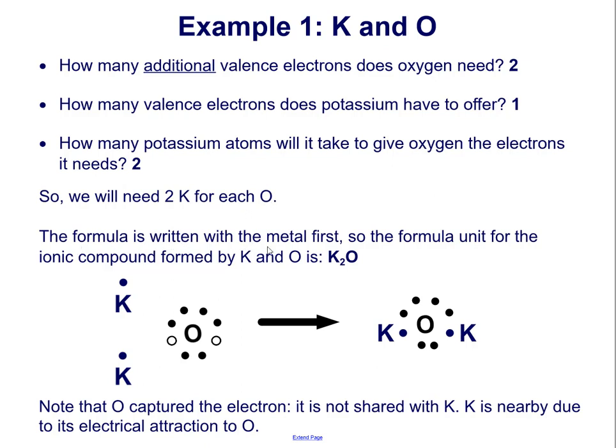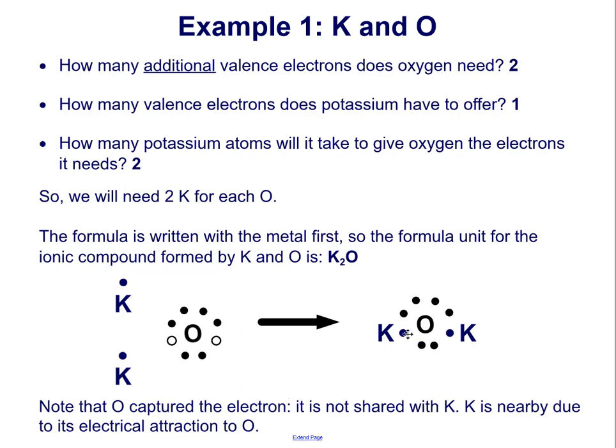The formula is written with the metal first, so the formula unit for the ionic compound formed by potassium and oxygen is K2O. It's shown in this diagram with 2 potassium atoms, each having a valence electron, contributing that valence electron to the oxygen atom, so the oxygen atom now has 8, a full outer shell.